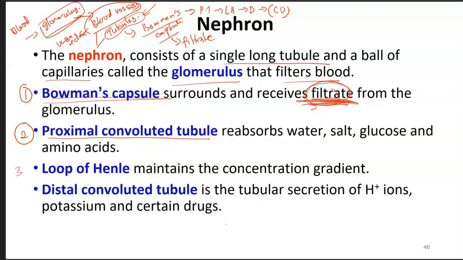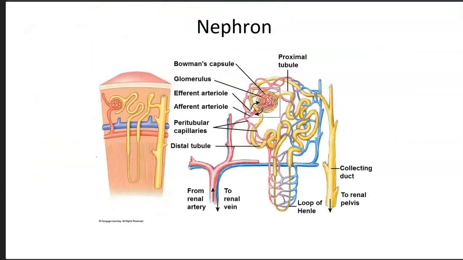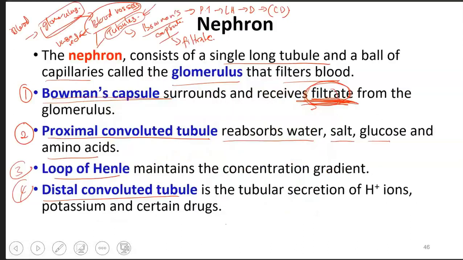And then the third part is the loop of Henle, and the next one is the distal convoluted tubule. The function of the proximal tubule is for the reabsorption of water, salt, glucose, and amino acids. This is where the nutrients that get filtered in the Bowman capsule will be reabsorbed from the proximal tubule back into your blood circulation.